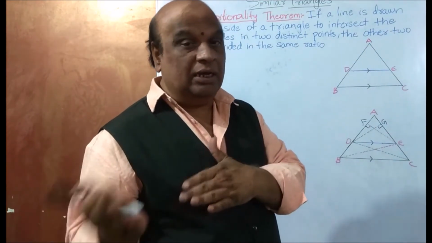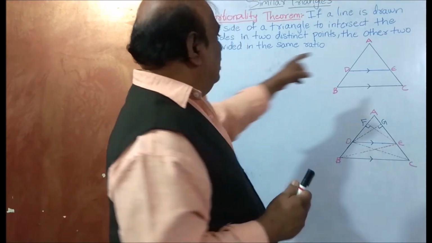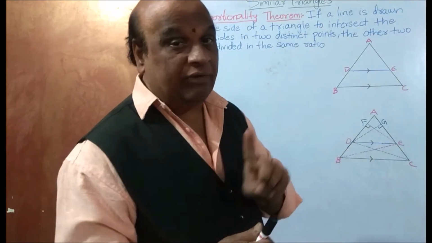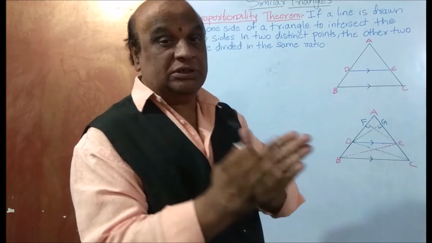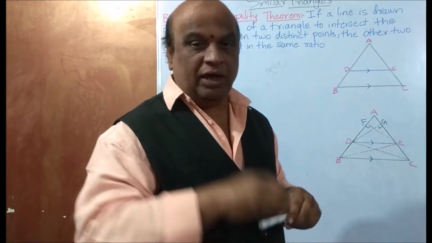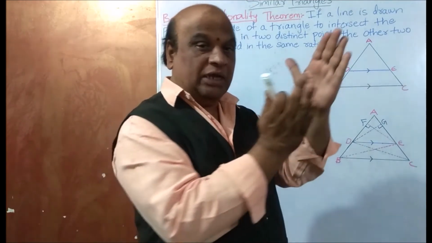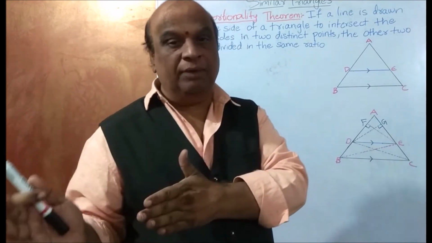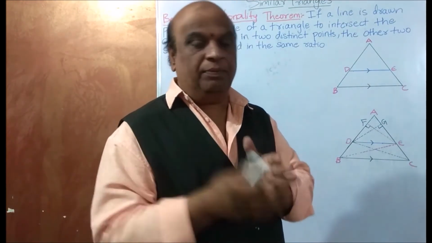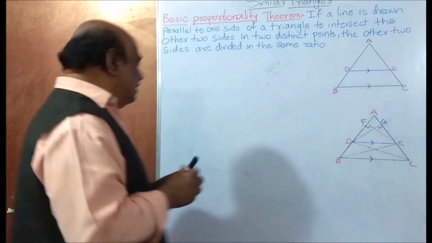Next, what is the conclusion part? The conclusion part is that the other two sides are divided in the same ratio. This is very important. While we are reading the theorem, we have to observe what the given conditions are and what the conclusion parts are. The conclusion part is RTP. RTP means required to prove. So first of all, you divide like that.